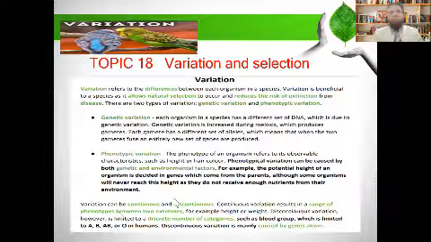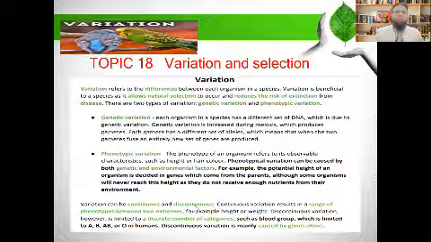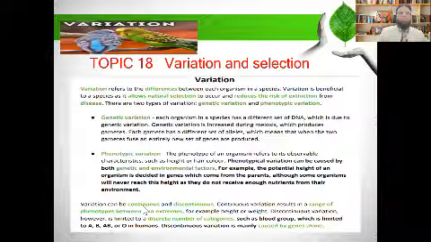Variation can be continuous or discontinuous. See the difference between continuous and discontinuous variation. Discontinuous variation is fully based on the gene; the environment doesn't play any role in it. But continuous variation is based on the gene as well as environmental factors.